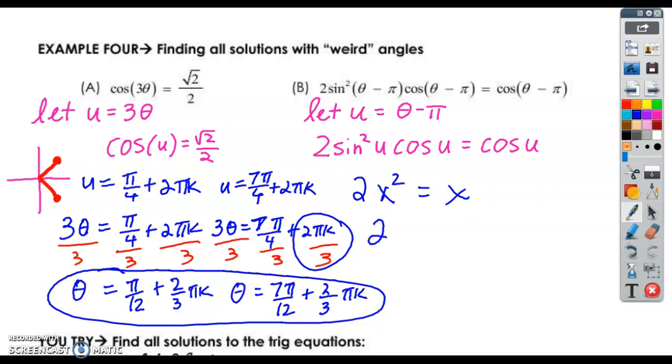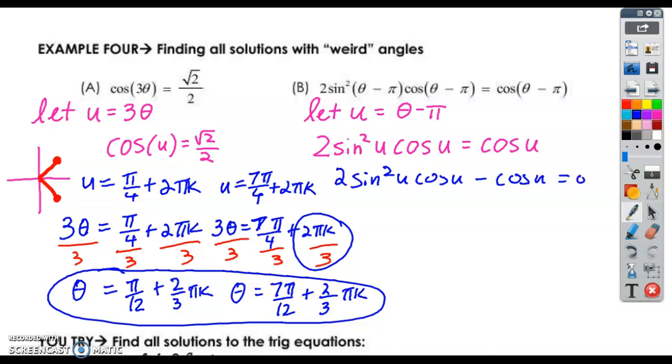So you would subtract the x from both sides, right? And that's what we need to do here as well. Otherwise, it's not quite accurate. It might look accurate, but you're going to lose out on one solution. Okay, so I am going to move the cosine over. So 2 sine squared u cosine u minus cosine u equals 0.